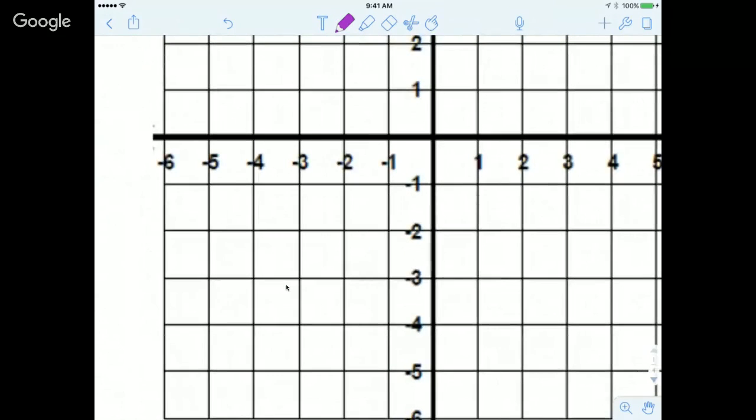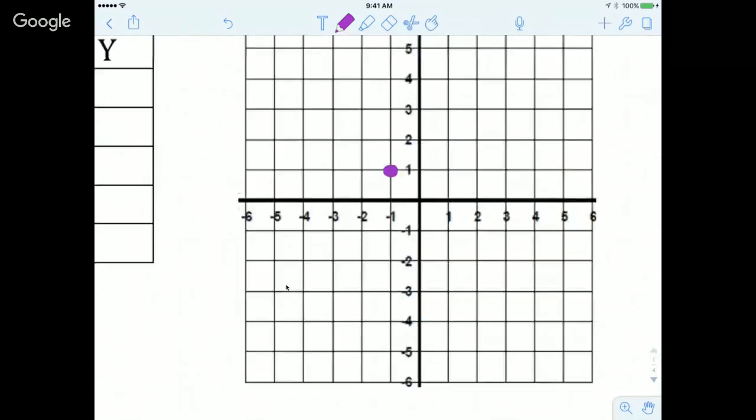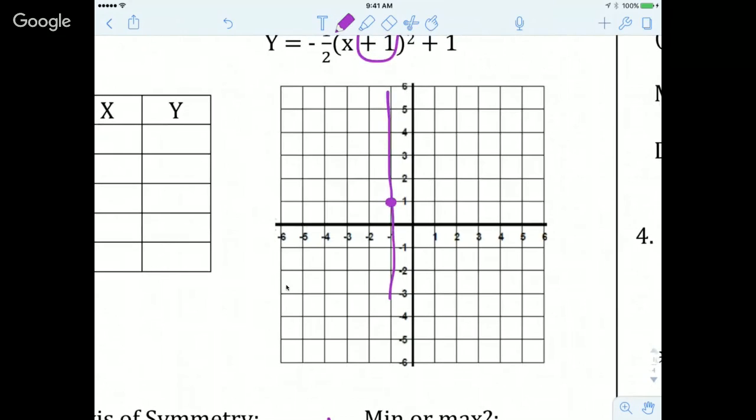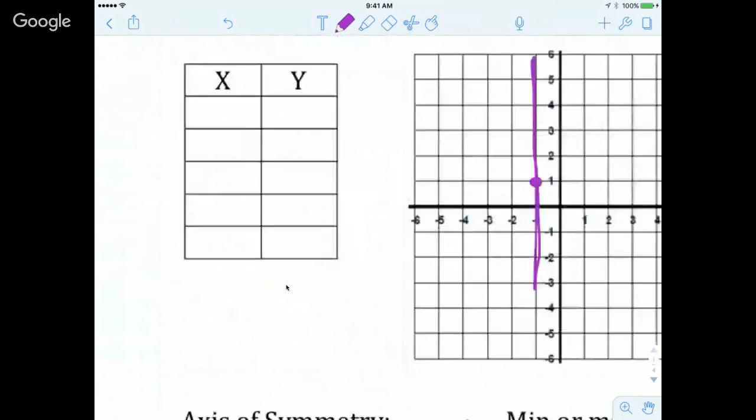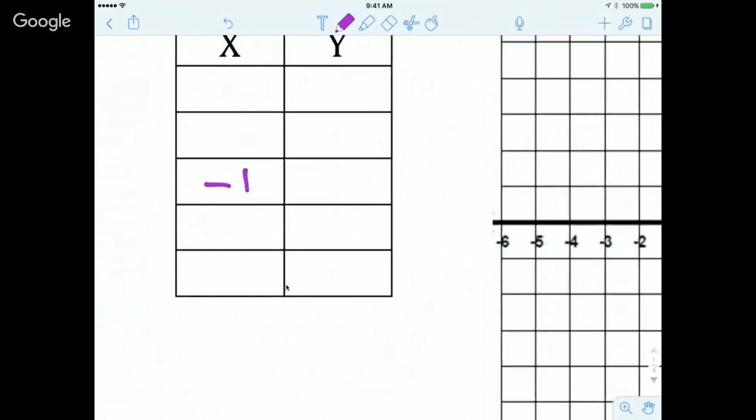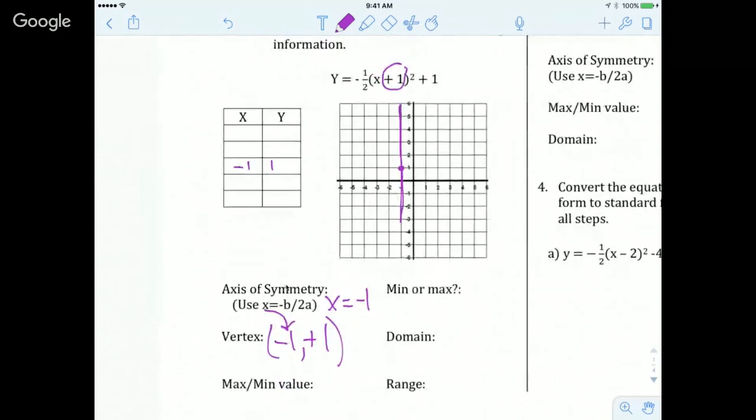Let's start with those 2 points on the graph. So we're going to go to -1, +1, put our dots. We're going to draw a line of symmetry in the middle because we know everything is a reflection around the line. And then we're going to go to the middle of our chart, and we're going to put -1, 1 in the middle of our chart because it's our vertex.